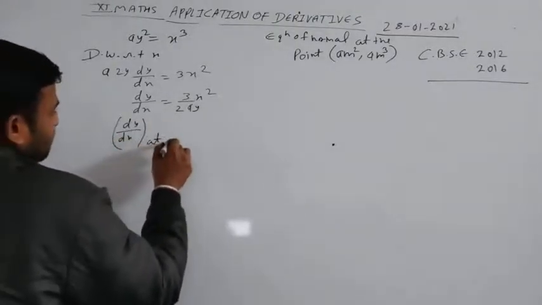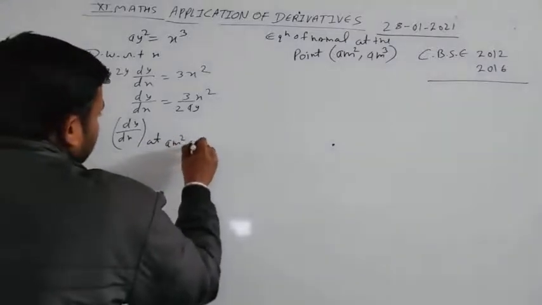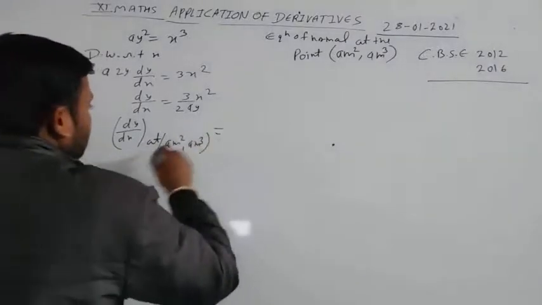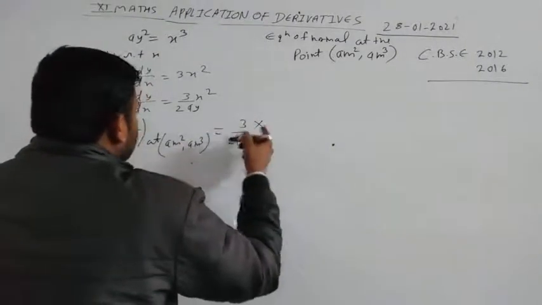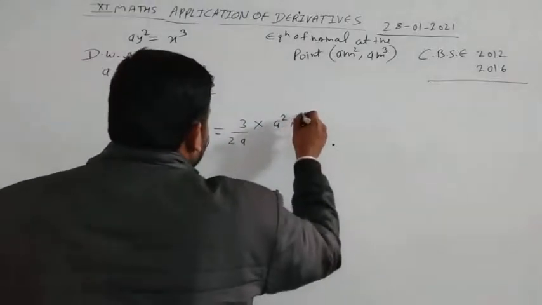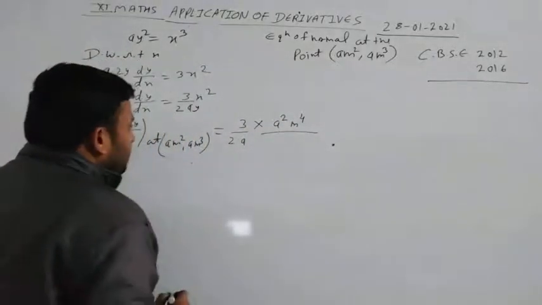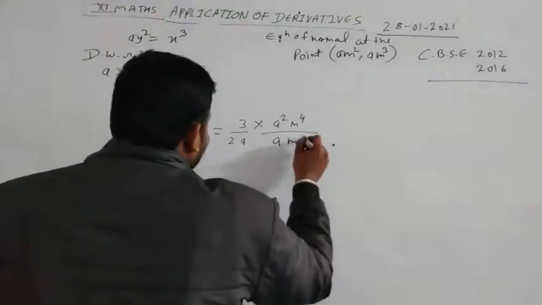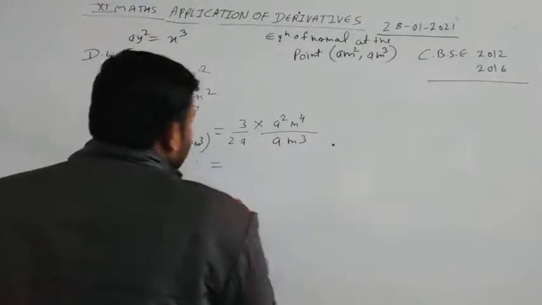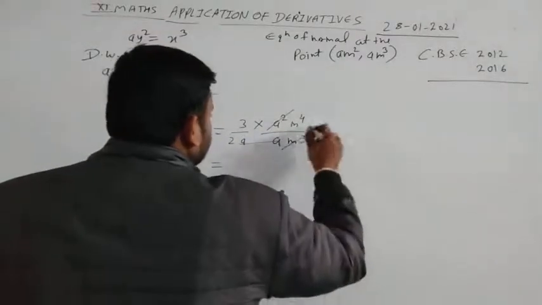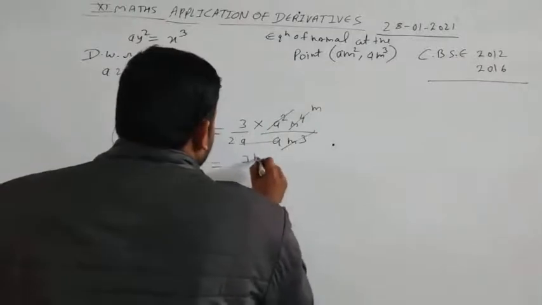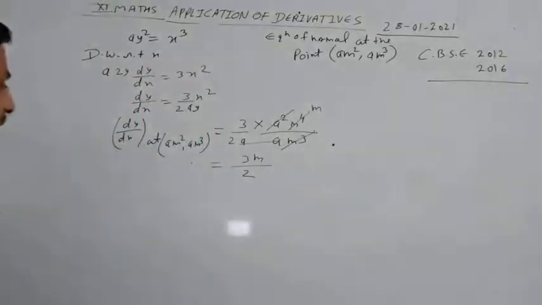So dy/dx at, student, (am², am³) is equal to what? 3 by 2 into x, which is a²m⁴... by y, which is am³. Now, student, this a² and a² will cancel. So this is 3m/2. Okay, student. So slope of tangent is 3m/2.